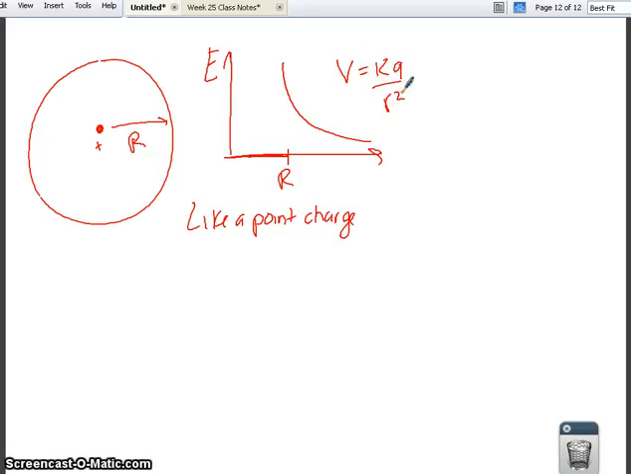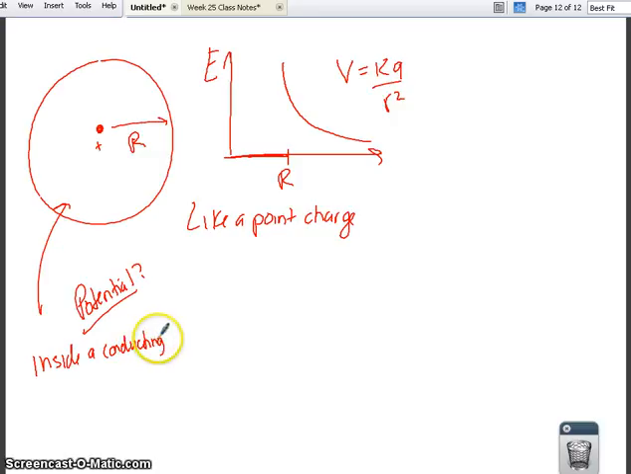Well, what about potential? So far we've gone over electric fields. What about potential? And what we need to know about potential is that inside a conducting sphere, inside a conductor, potential is the same throughout. Potential is the same throughout.